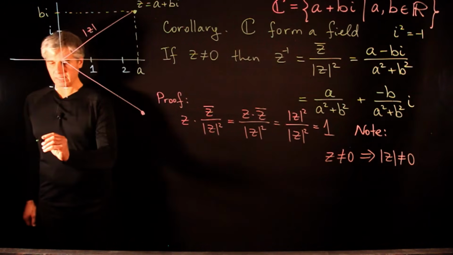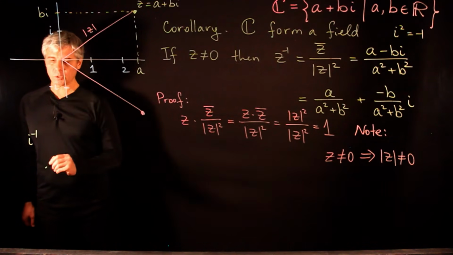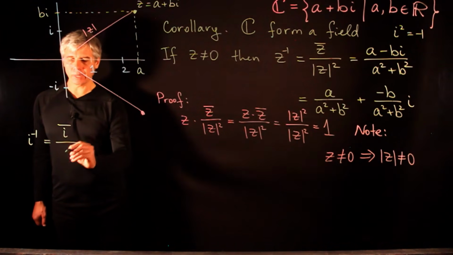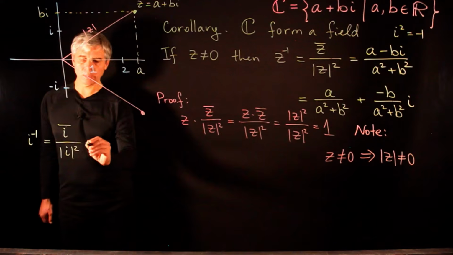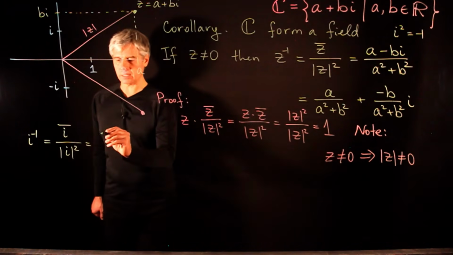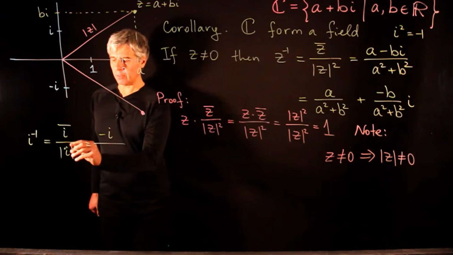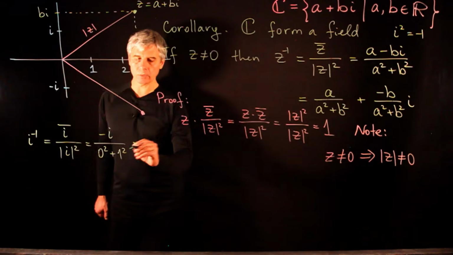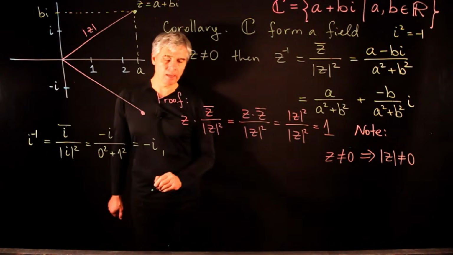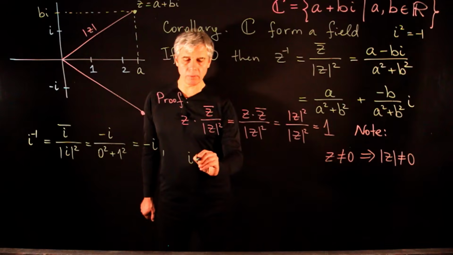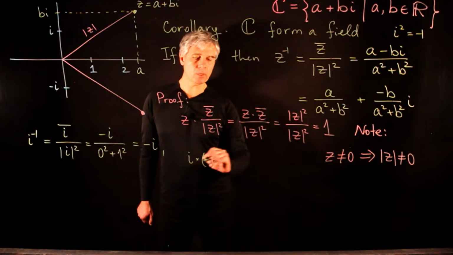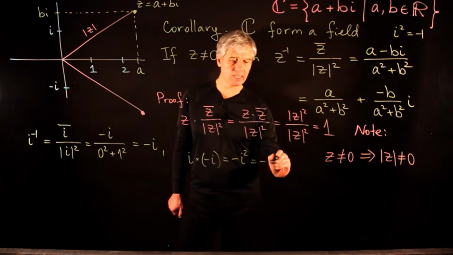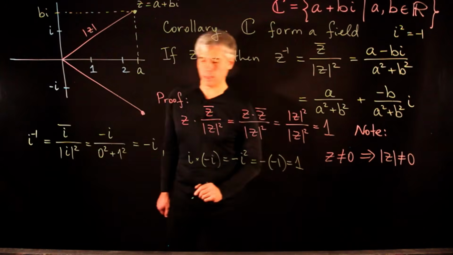Let us do a couple of exercises. Let us find what is the inverse of i. By our formula, this is i bar divided by the norm of i squared. So the conjugate of i is negative i, and the norm of i squared is 0 squared plus 1 squared. And what we see is that the answer is negative i. And indeed, we can easily check that if we multiply i with negative i, we're going to get 1. So this is minus i squared, which is minus times negative 1, and this is equal to 1.